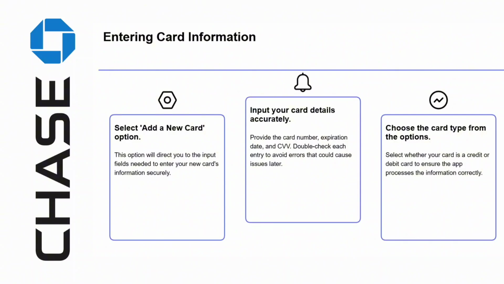Now choose the card type from the options that are available in the Chase Bank application. Select whether your card is a credit or debit. Ensure the app processes the information correctly, and just confirm it, and that's it.